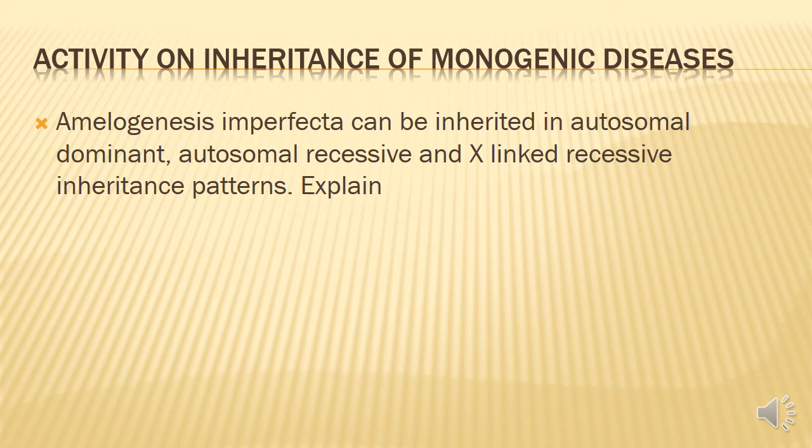Before I finish today's lesson, I want to give you a small activity on inheritance of monogenic diseases. So try to find the answer for having 3 different types of inheritance patterns for the same disease. The name of the disease is amelogenesis imperfecta.